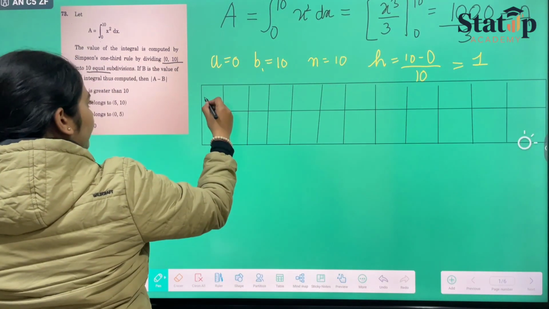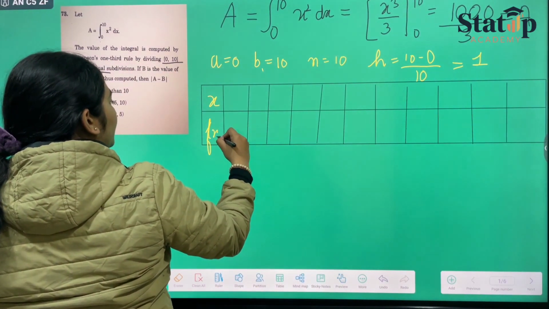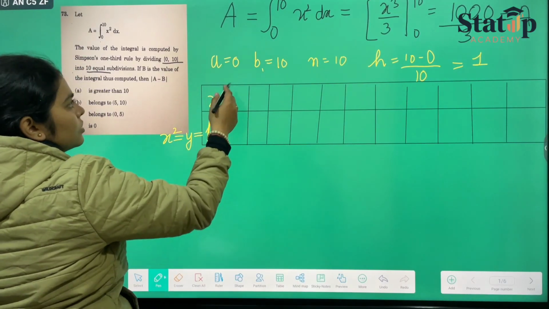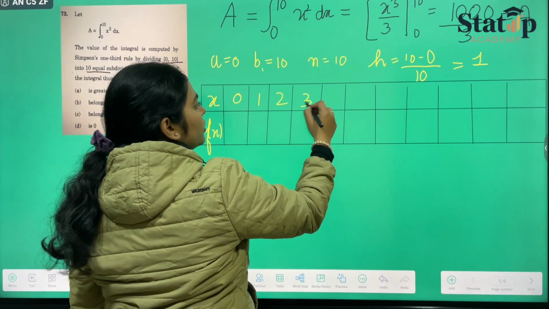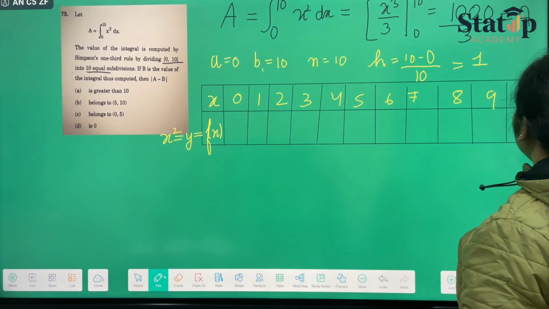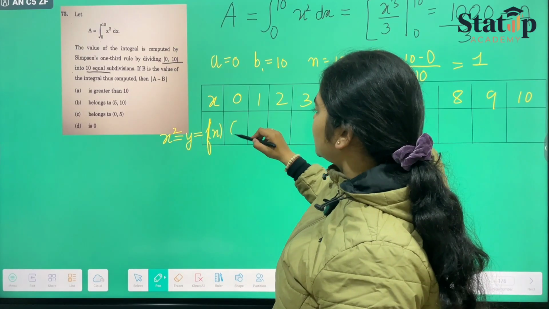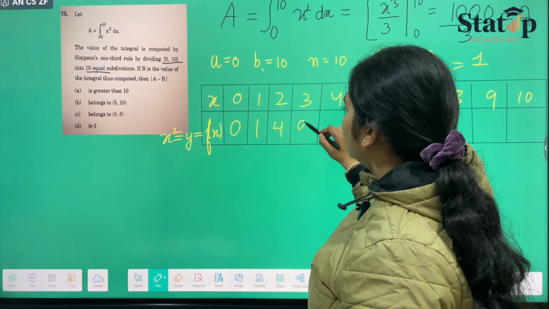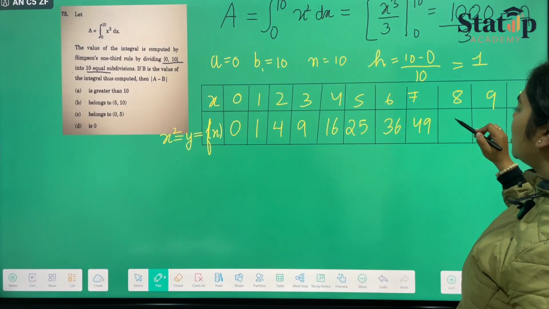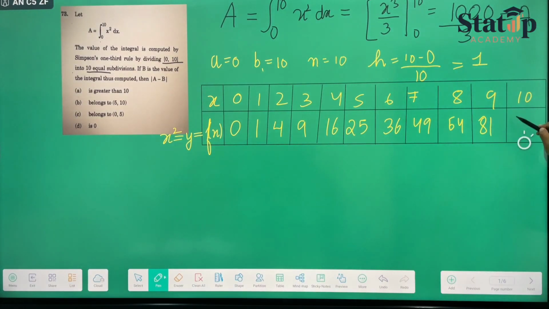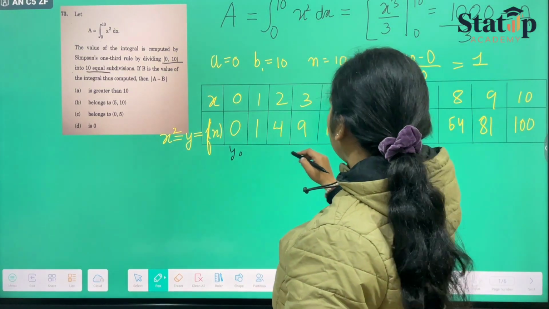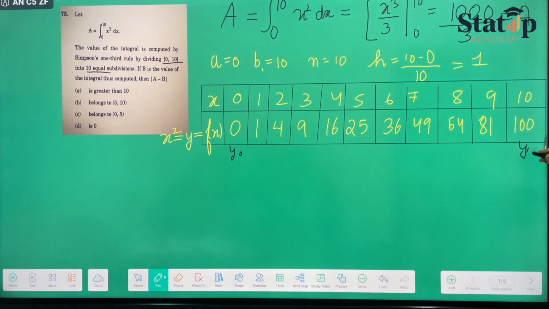I have drawn the table. Here x will come and here f(x) will come. f(x) is nothing but y, which is nothing but x square. So x from 0, 1, 2, 3, 4, 5, 6, 7, 8, 9 and 10. And 0 square is 0, 1 square is 1, 2 square is 4, 9, 16, 25, 36, 49, 64, 81 and 100. Now these are y0, y1, y2, y3 up till y10.